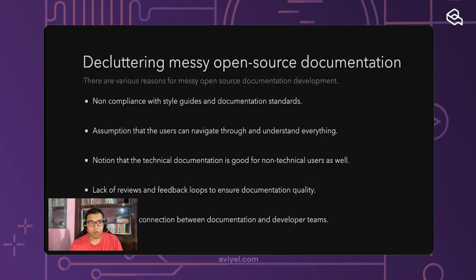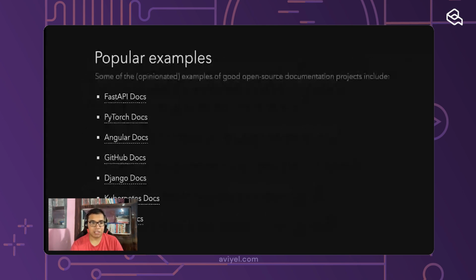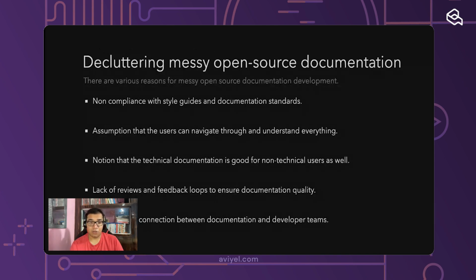So again, how we should be decluttering messy open source documentation. Now, as I mentioned before, there are a few projects that have pretty great docs out there, like FastAPI, PyTorch, Angular, Django, Flutter, and more of them. Now there are some doc sites that are pretty messy. And when I say messy, it's something that doesn't exactly allow a user to accomplish what they're looking for. One of the best examples that comes to my mind is React Docs.